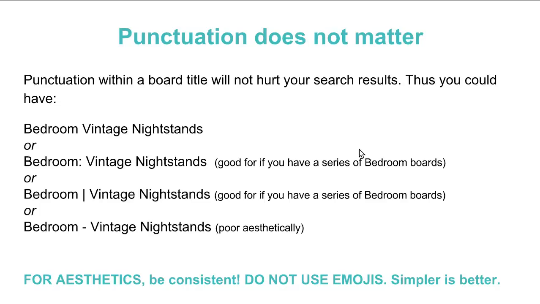For aesthetics, you always want to be consistent with your punctuation. So if you're using punctuation at all, you want to use the same punctuation all the time. You don't want to use colons for some series and vertical lines for others. Absolutely don't use emojis like little hearts or smileys or anything like that. And remember that simpler is better. But as far as your search results, punctuation is not going to hurt you. But if you're going to use it, as if you have a series of boards like I talked about, it's better to be consistent and to use something simple and clean.